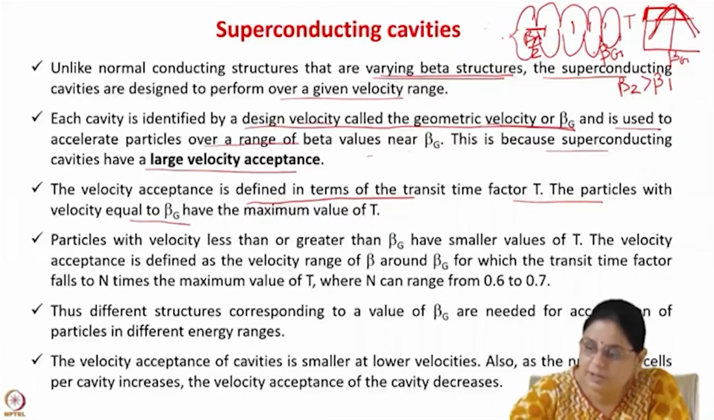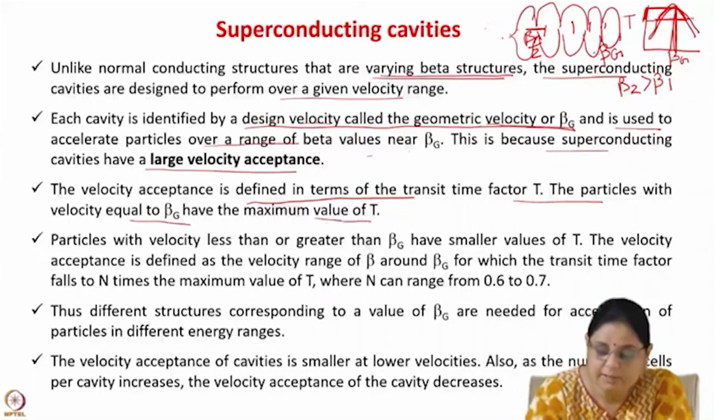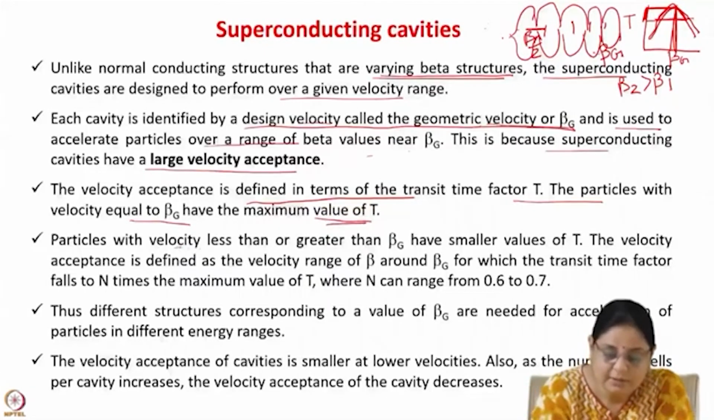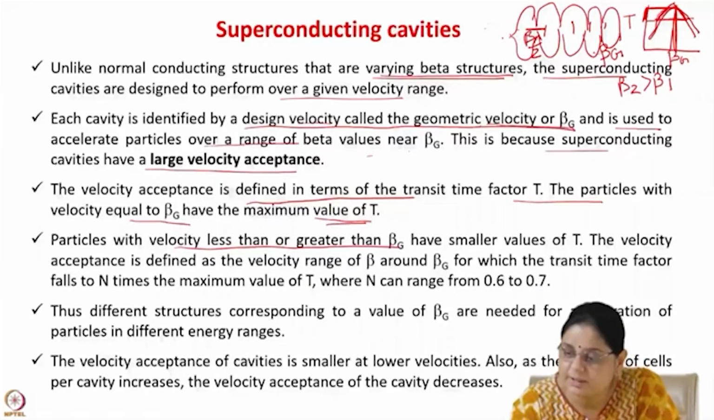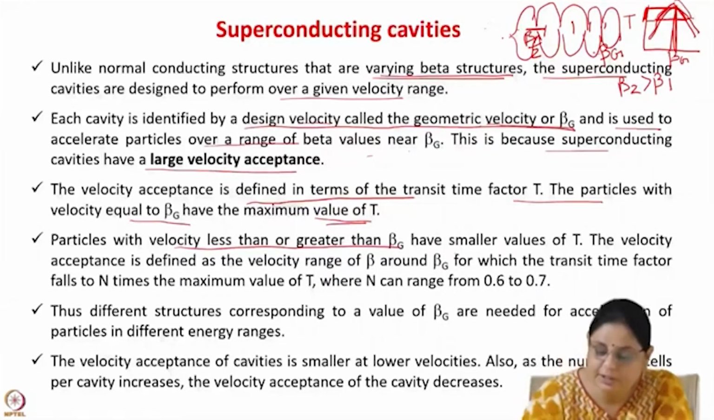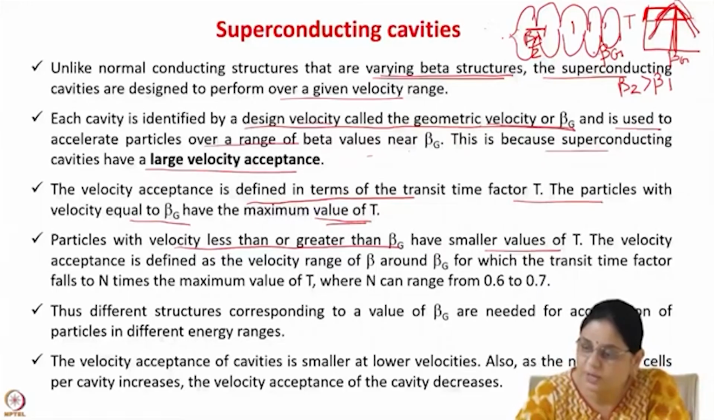So here we have seen the particles with velocity equal to beta g. They have the maximum value of T. Particles with velocity less than or greater than beta g, so this is less than beta g, this is greater than beta g, they have smaller values of transit time factor. So you see that the transit time factor is smaller for these particles.